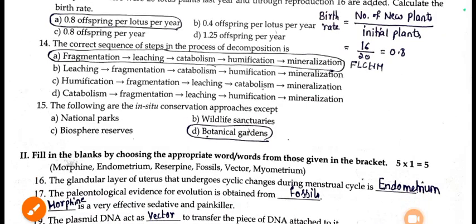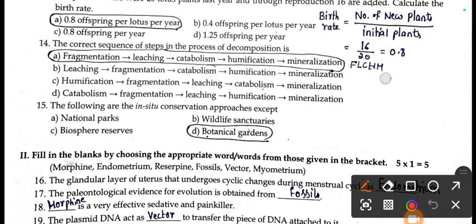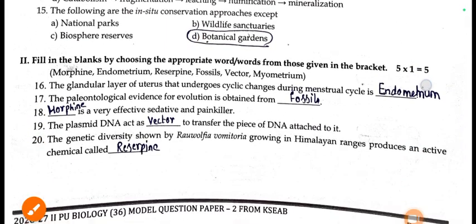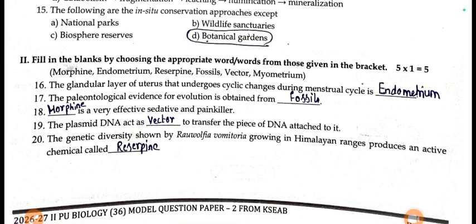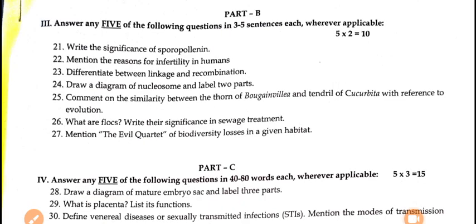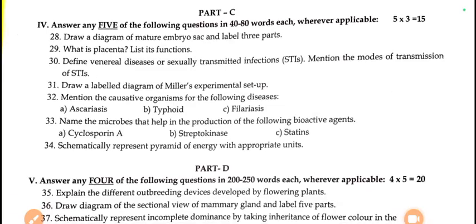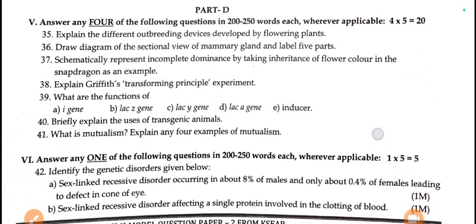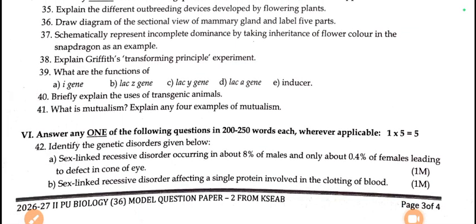14th question: the sequence of the steps of decomposition, FLCHH, means fragmentation, leaching, catabolism, humification and mineralization. Among the following, which are the in situ conservation approaches, except? Here botanical garden is not in situ, it is ex situ conservation. So for filling the blanks, I have written the right answers, so you can refer here. Now part B questions, part C questions, part D and the last section.